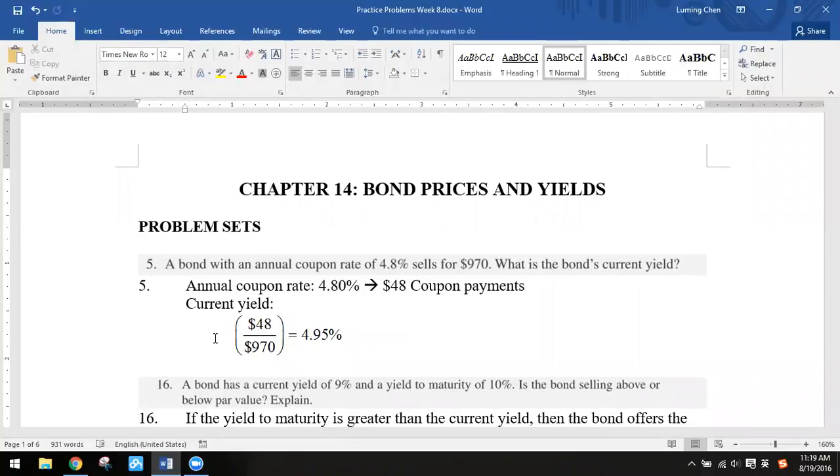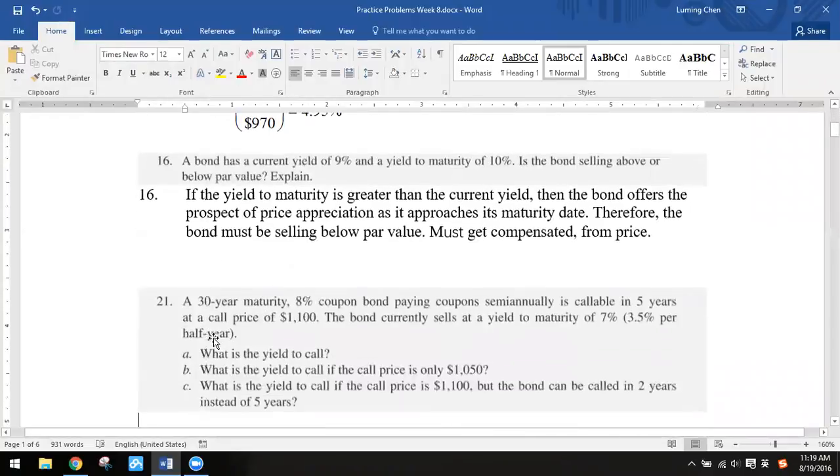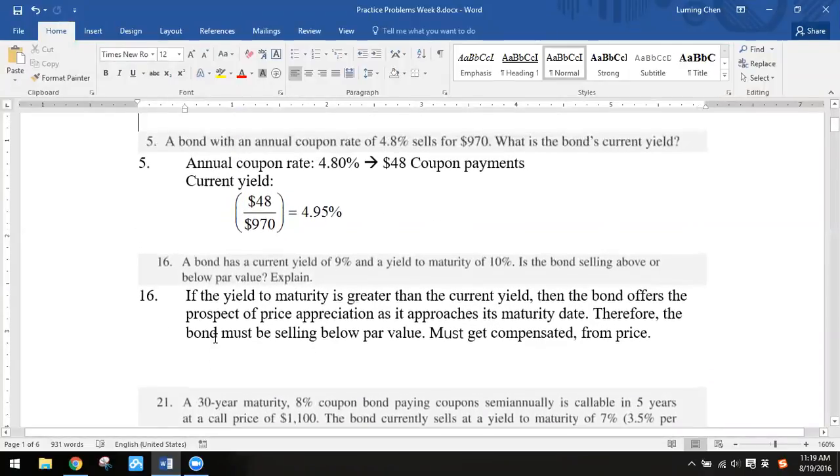Chapter 14, bond prices and yields. Number 5, a bond with an annual coupon rate of 4.8% sells for $970. What is the bond's current yield? Current yield is the coupon over the current price. What is the coupon? The coupon is 4.8% times $1,000. Always remember that it's 1,000. So the coupon payment is $48, and the current yield is 48 over 970.